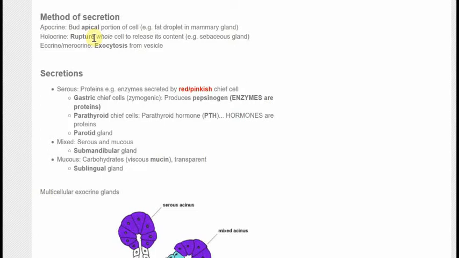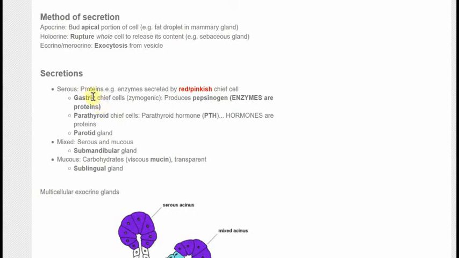In terms of the actual secretions of the exocrine glands, there are basically two types. Serous is basically proteinaceous, and mucinous is basically carbohydrates. They can also be mixed, so serous and mucinous.